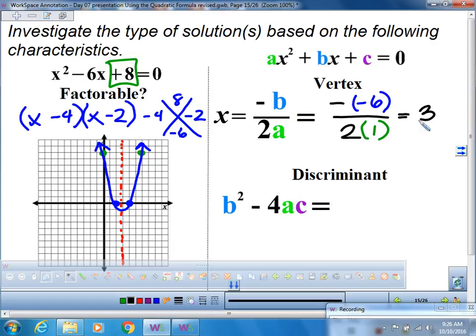Well, I'm finding the vertex underneath it. First, I have to find the axis of symmetry. I have to find the x, and then I can find the y. By using the axis of symmetry, I find the vertex.